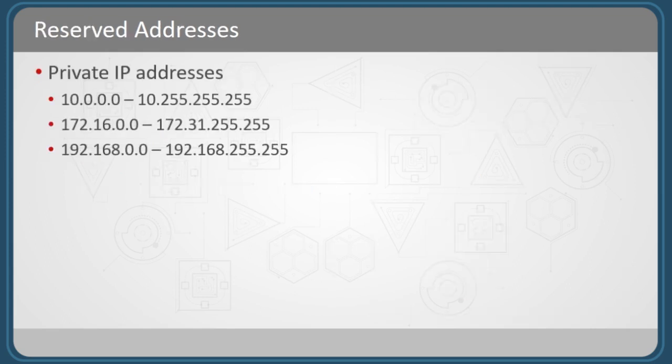Now, some other reserved addresses, as mentioned, are typically implemented in internal LAN environments, and it depends on the size, and we are going to talk about that in much greater detail later on. But private addresses mean that they are never used on the public internet, so they are reserved.